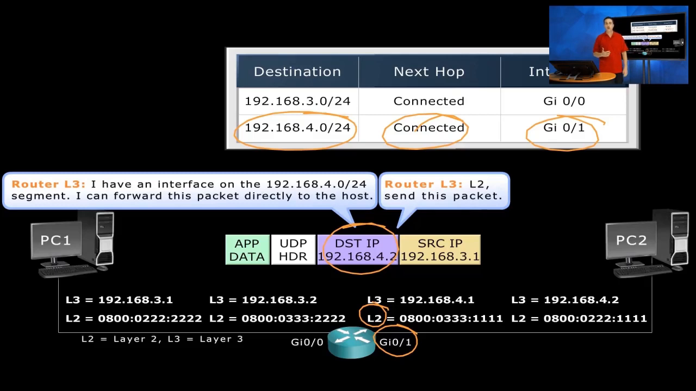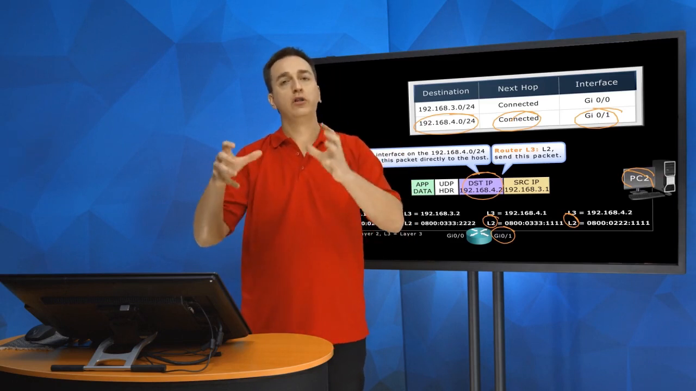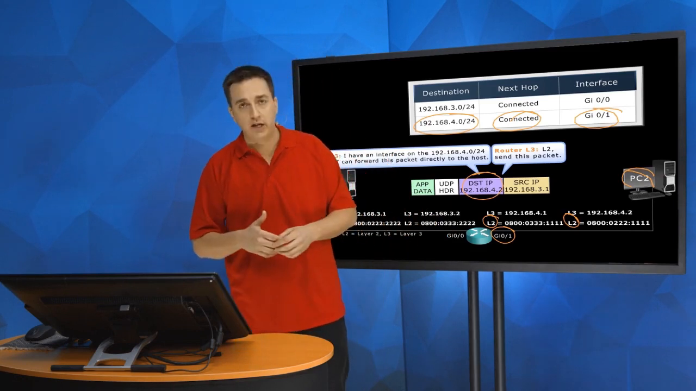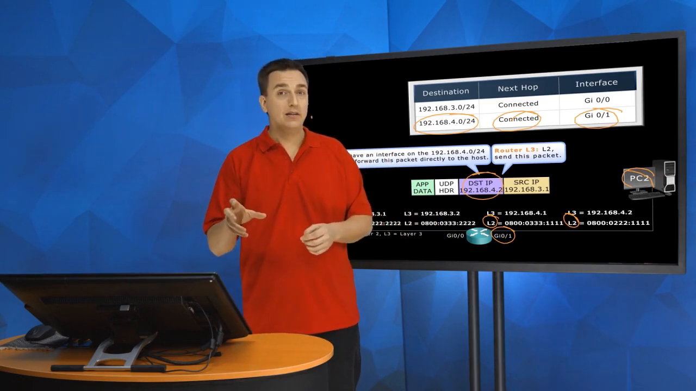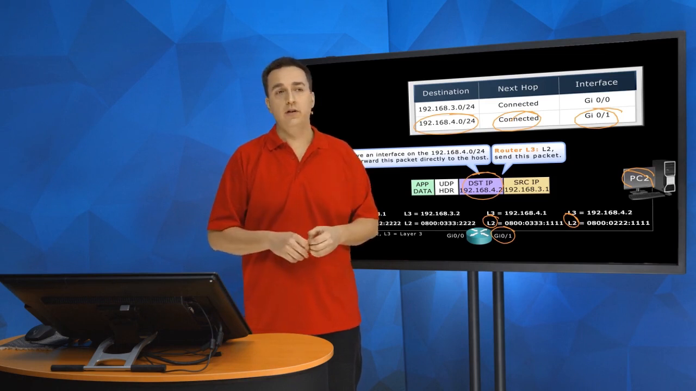And who's it going to? It's going all the way now to who? PC2 in this local area network. So the destination is going to be PC2's MAC address. So the router now takes a look in its ARP cache. Do I have a MAC address to IP address mapping for 192.168.4.2? And let's say in this case, the answer is no. We don't have an entry for that IP address of 192.168.4.2.